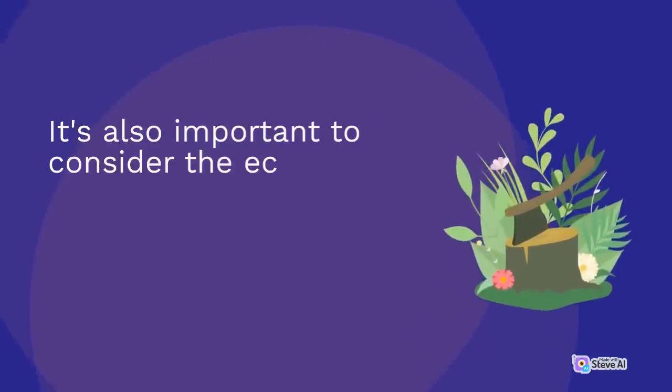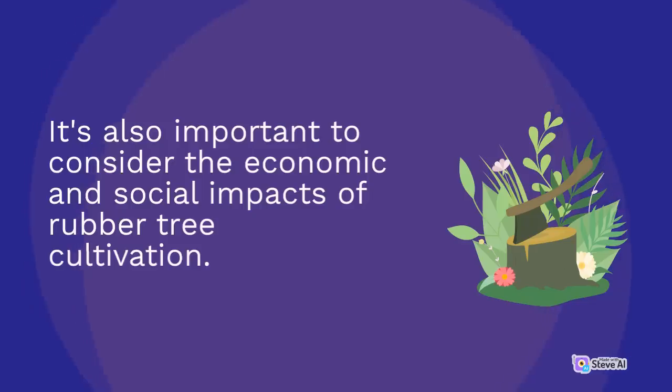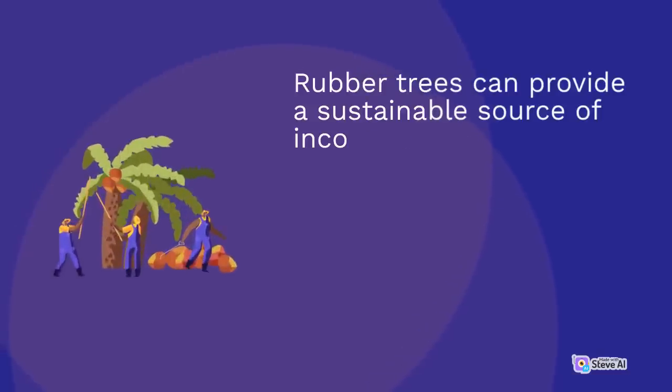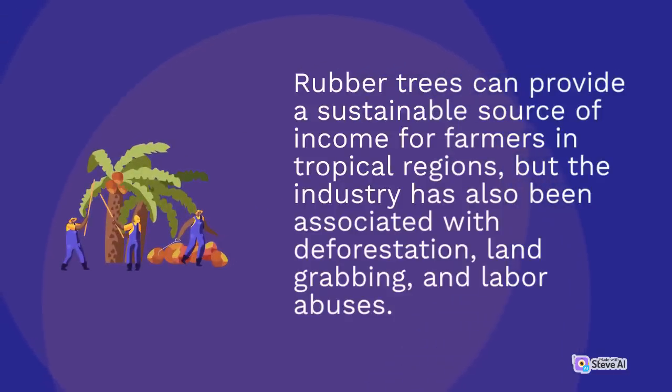It's also important to consider the economic and social impacts of rubber tree cultivation. Rubber trees can provide a sustainable source of income for farmers in tropical regions, but the industry has also been associated with deforestation, land grabbing, and labor abuses.